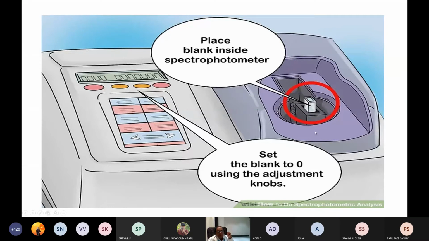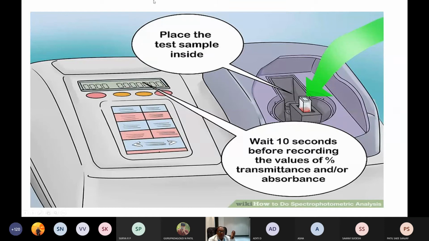That's why we set the instrument with distilled water, running that as the blank and setting that as 0, and we also take the reading of the reagent blank. That will be subtracted in the test for calculation purposes. Okay. Next, you keep the standard and run that one, and followed by the standard, you keep the sample. Once you keep it, wait for 10 seconds, that will measure the transmitted light or the absorbance will be recorded.